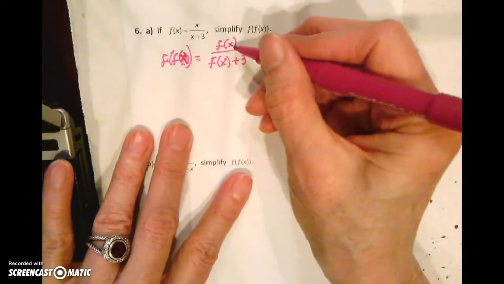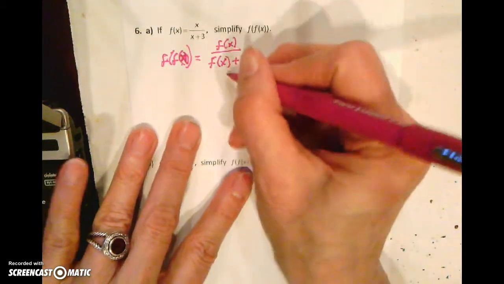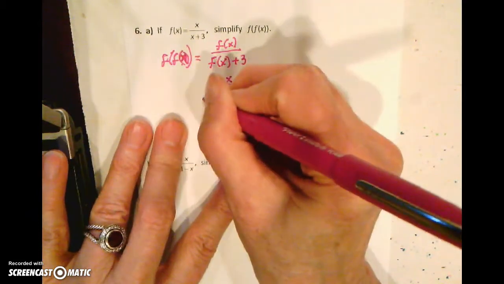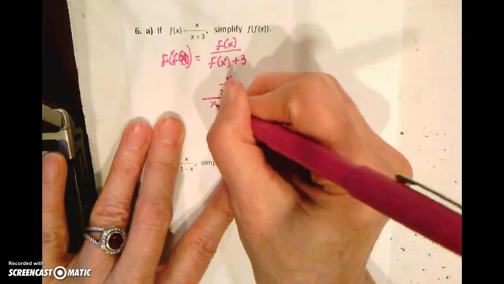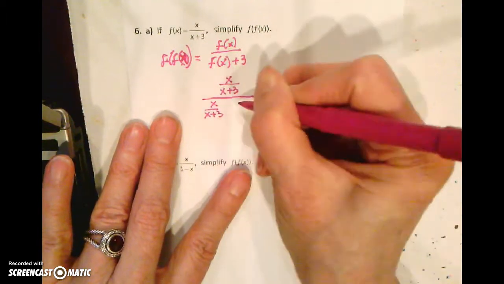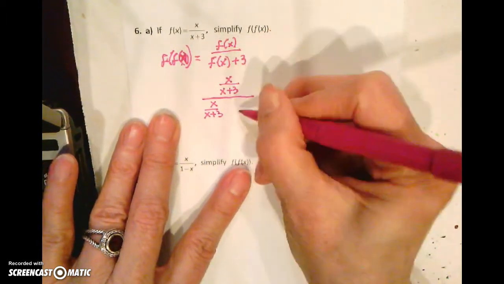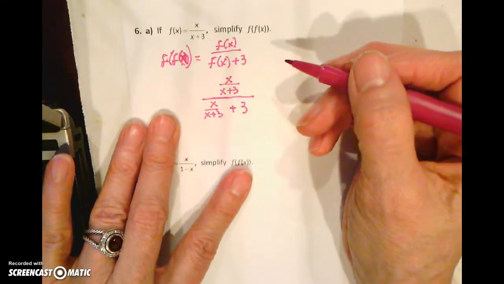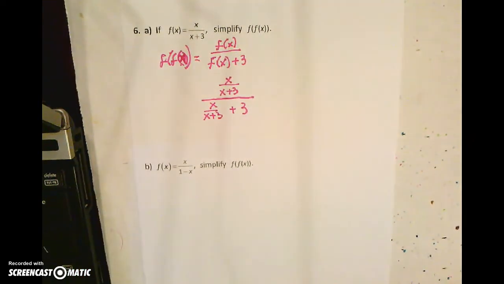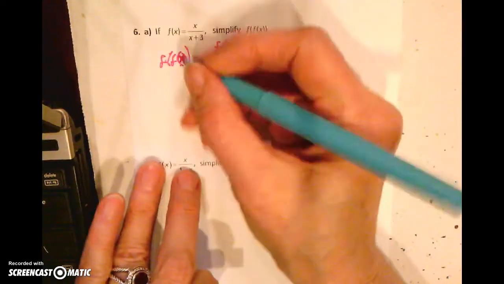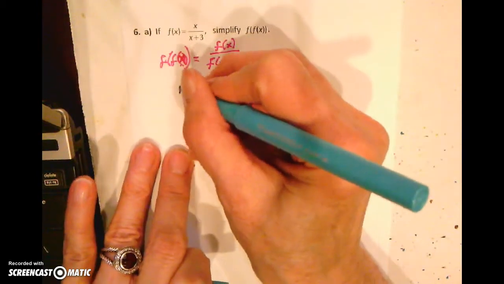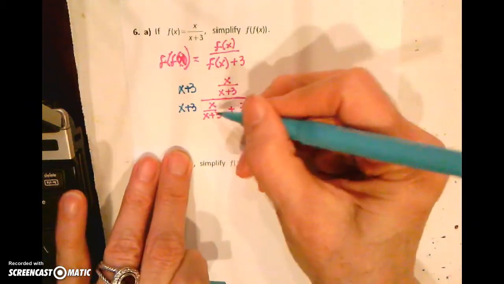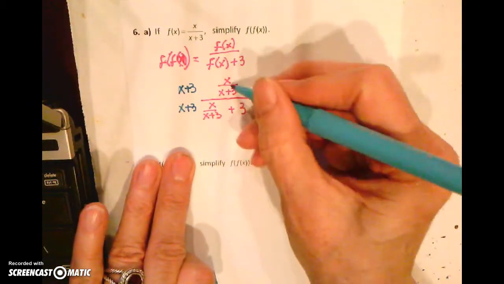So now what is f of x? Well, f of x is x over x plus 3. So I'm going to have x divided by x plus 3, all over x plus 3. And then I've got plus 3. So replace my f of x's with x over x plus 3. So now that is a complex fraction, which I'm going to solve by multiplying by the clever one, x plus 3 over x plus 3. So remember, that's my common denominator for those fractions.